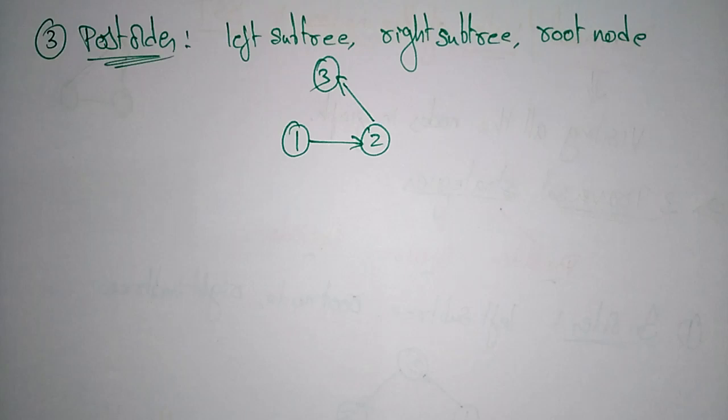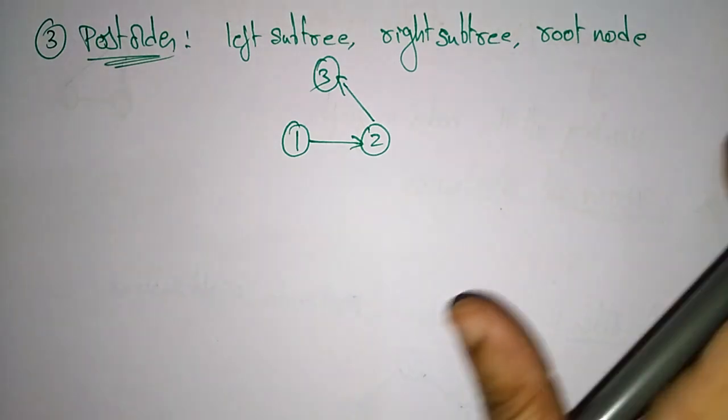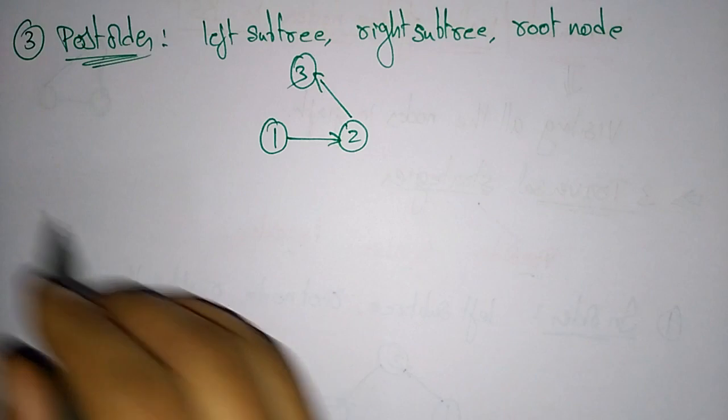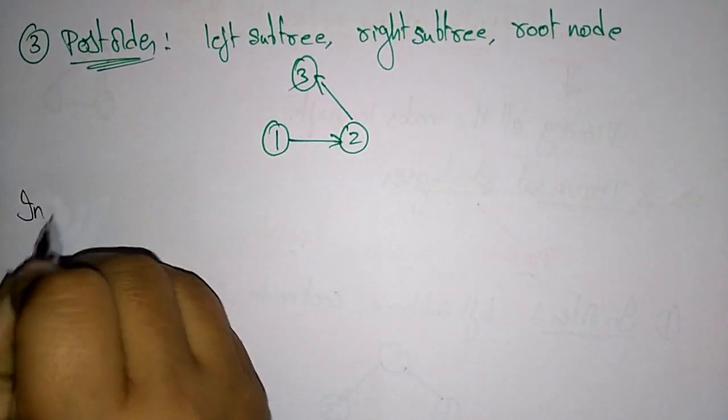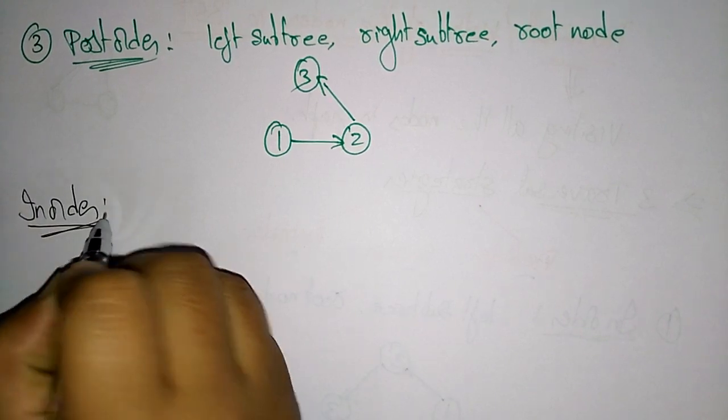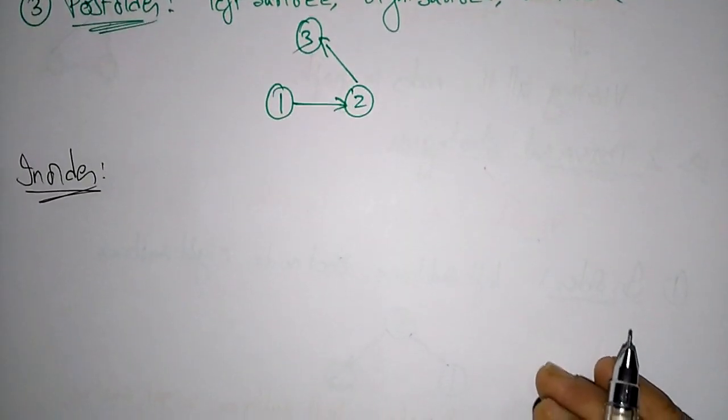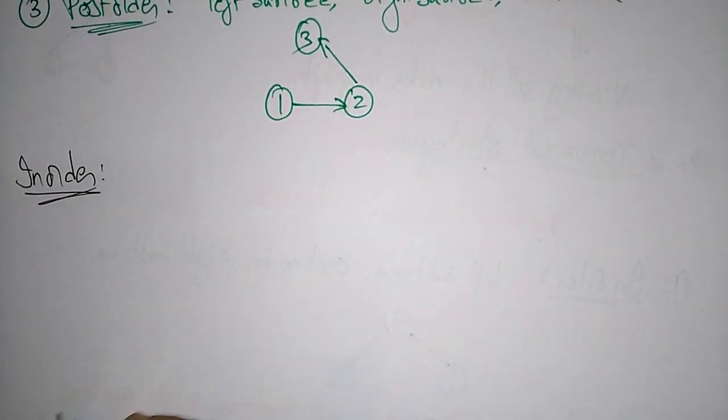Hi students, let us continue with the traversal techniques, that is, the three traversal strategies that are used in the binary search tree. In the previous video I explained about the Inorder, Preorder and the Postorder. Now let us see one by one. The first one is the Inorder. Let me explain what an Inorder is and what the algorithm for the Inorder is.